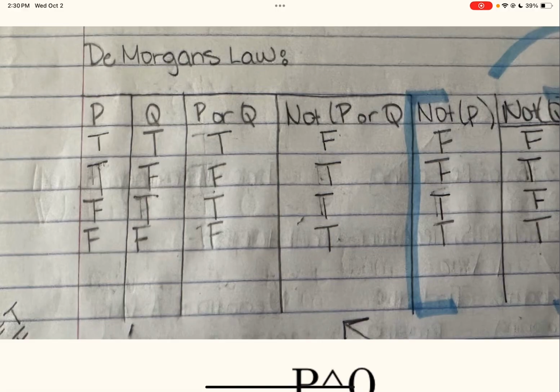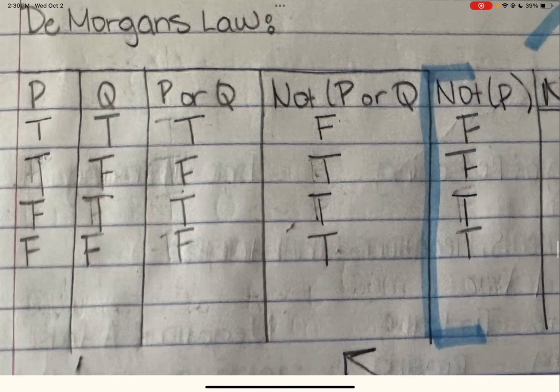So I'm working with the third and fourth column. True, false, false, true, true. Sorry, that should be false, and false, true. For right here, that should be a false.